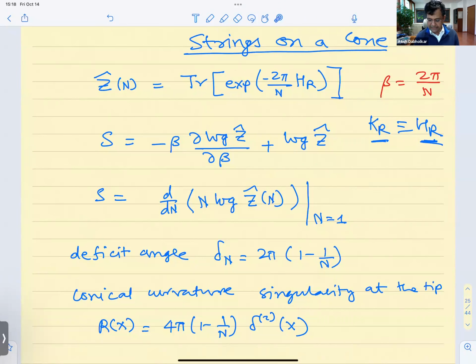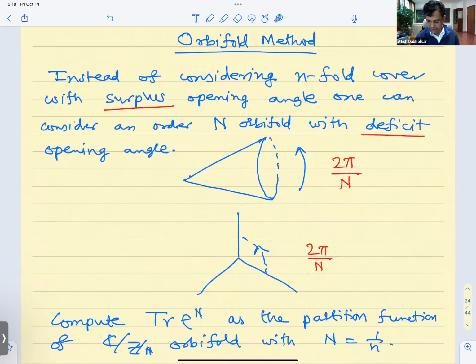And this has a deficit angle delta n, 2 pi times (1 minus n). And there is a conical curvature singularity at the tip, r of x, with this deficit angle. So when you go around and do some parallel transport, a vector which was pointing this way will come out pointing that way. And that is affected by the fact that there is a curvature singularity at this tip.